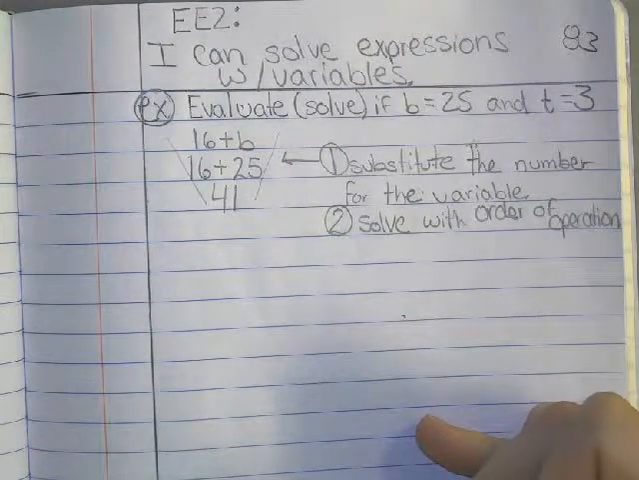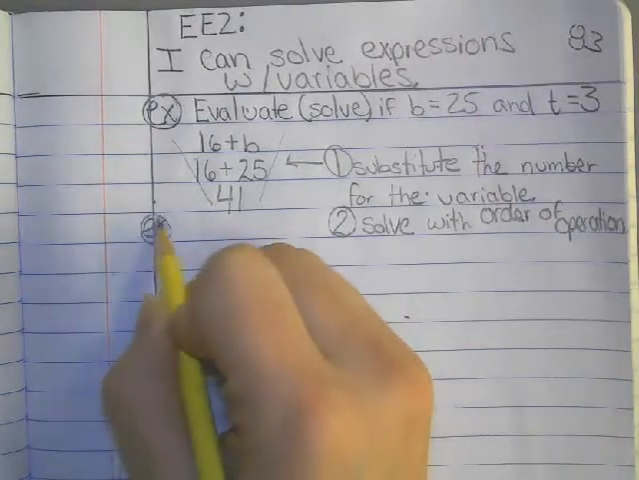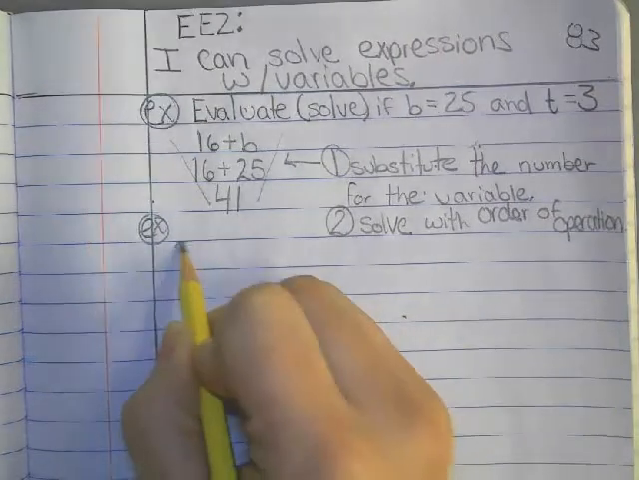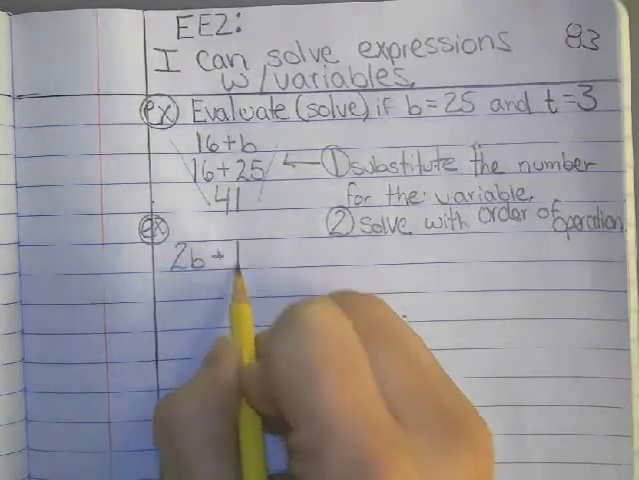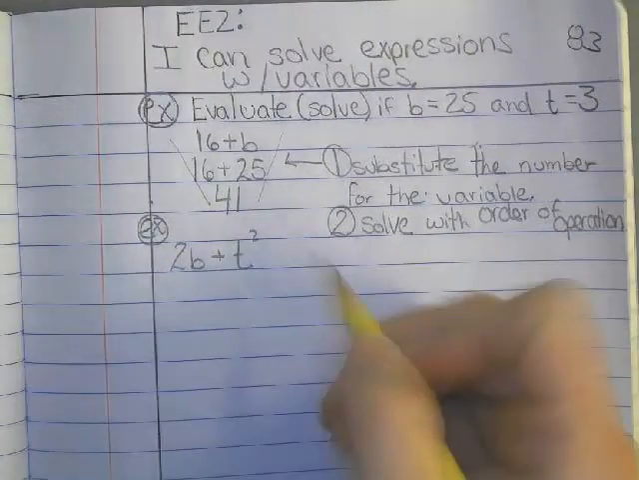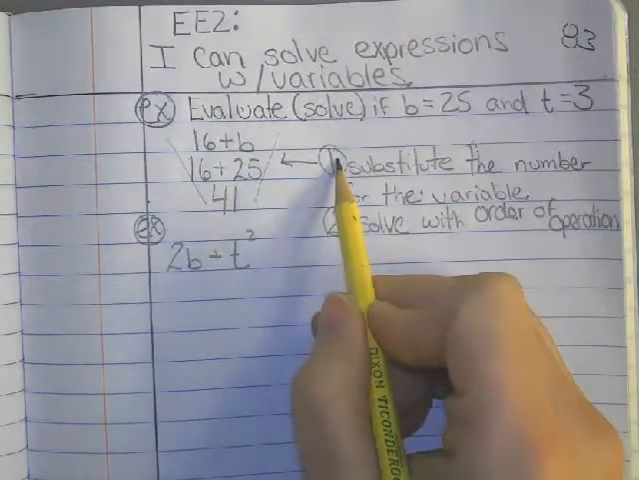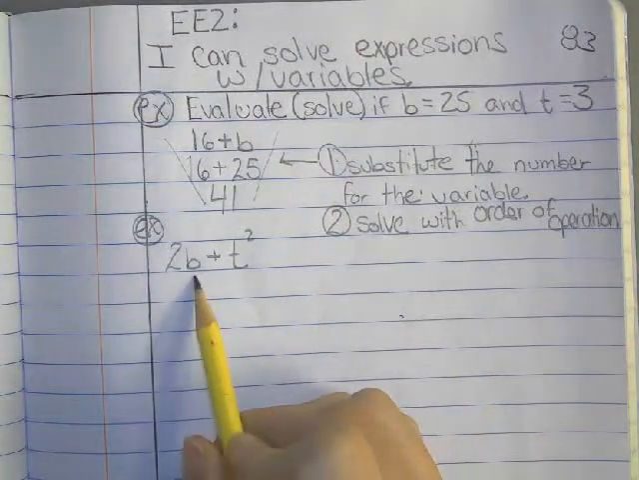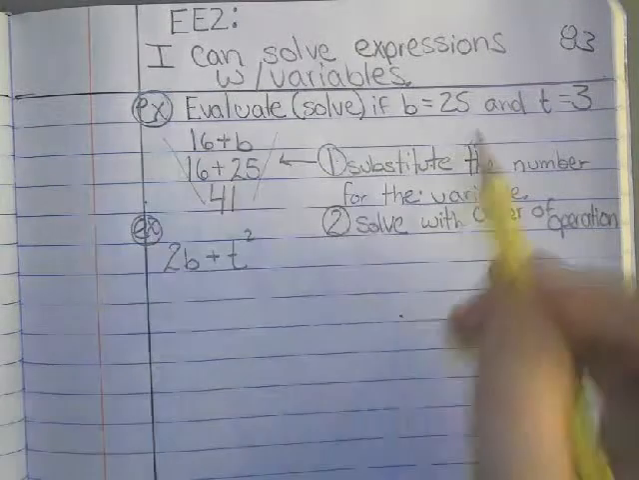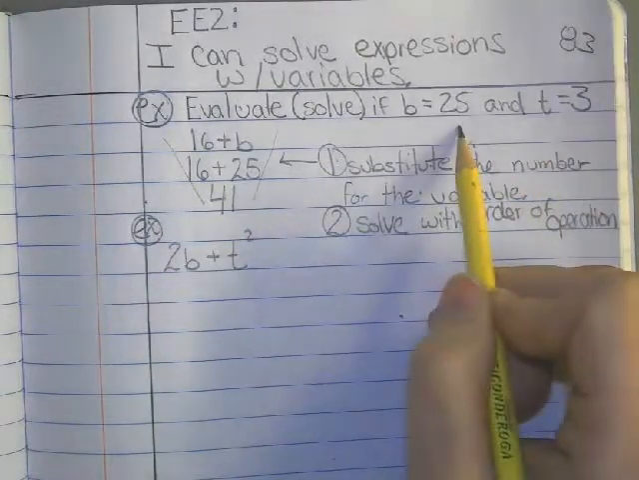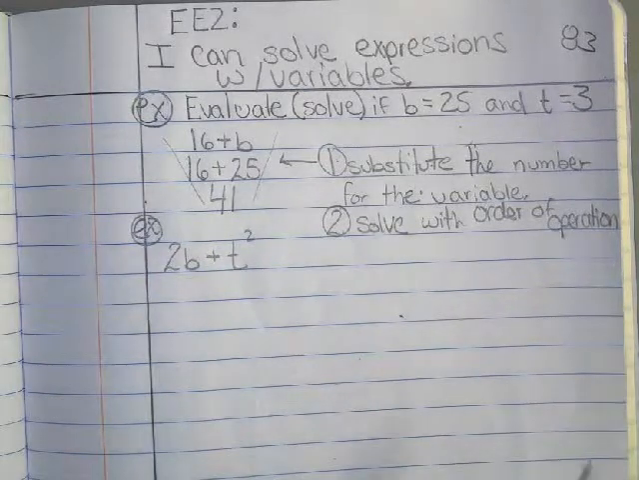Right? So you might have something that's a little more difficult. Let's say you have 2B plus T squared. Okay? So again, step 1, substitute. So I'm going to rewrite this exact expression, but instead of the letters, I'm going to write the numbers. And again, they gave me the numbers. They told me what they were. That's part of the information given to me.